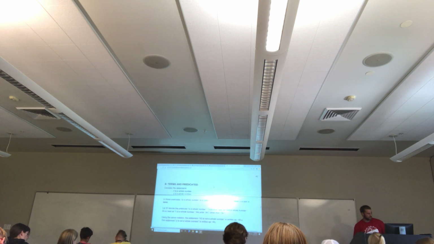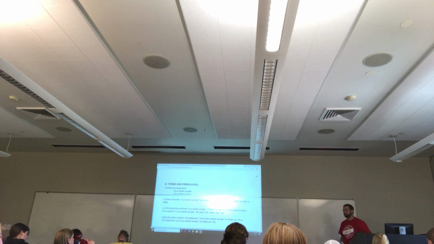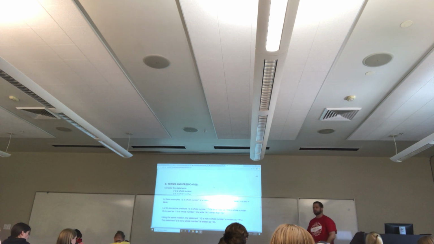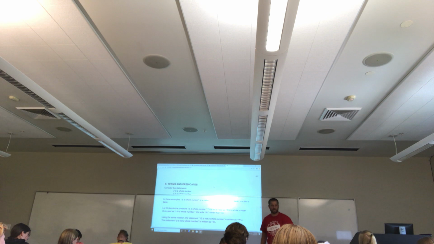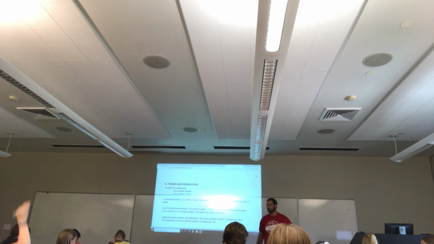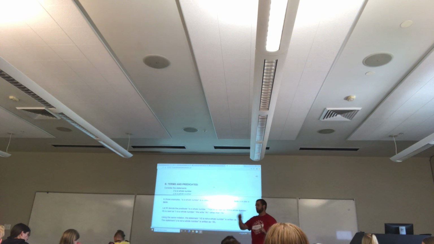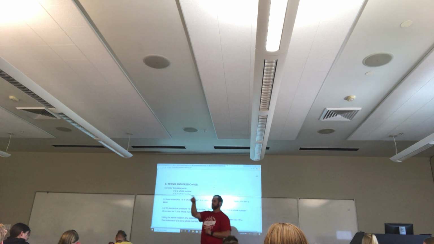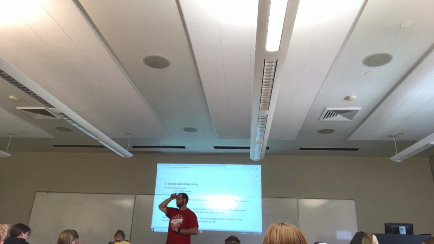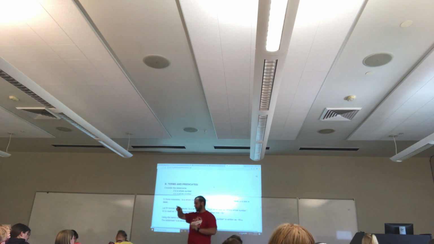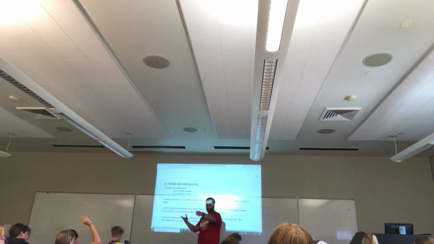Okay, terms and predicates. Consider the statements: 3 is a whole number. You guys know what a whole number is? Yeah. What's a whole number then? Who can explain? An integer? No, an integer is different than a whole number. Not all integers are whole numbers. Aren't they numbers without decimals? Getting there, because you're thinking integers don't have decimals, right?